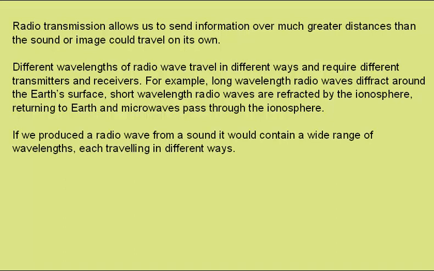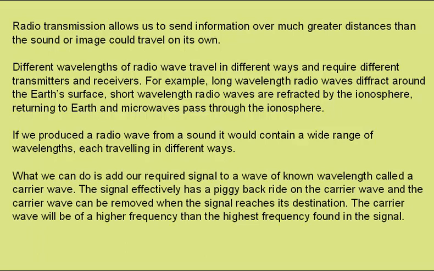If we produced a radio wave from a sound, it would contain a wide range of wavelengths, each travelling in different ways. They may get broken up on their journey. What we can do is add our required signal to a wave of known wavelength, called a carrier wave. The signal effectively has a piggyback ride on the carrier wave, and the carrier wave can be removed when the signal reaches its destination. The carrier wave will be of a higher frequency than the highest frequency found in the signal.